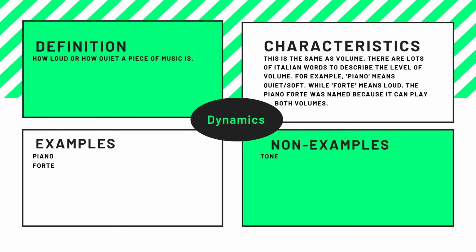Wonderful, and let's see what I put. So for definition, dynamics is how loud or how quiet a piece of music is. Characteristics: this is the same as volume. There are lots of Italian words to describe the level of volume. For example, piano means quiet or soft, while forte means loud. The pianoforte was named because it can play both volumes. As a result, our examples are piano and forte, and our non-example is tone, because that is a different thing.